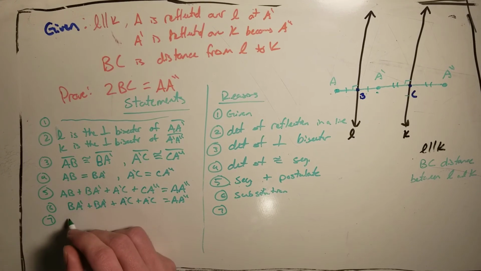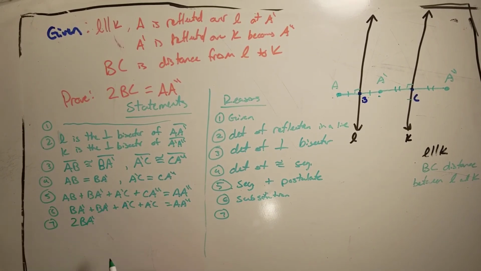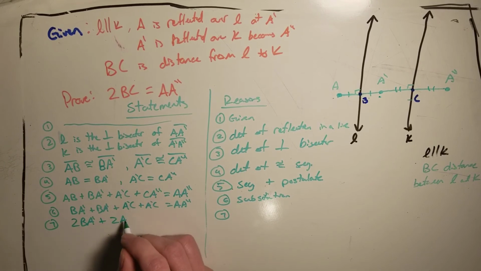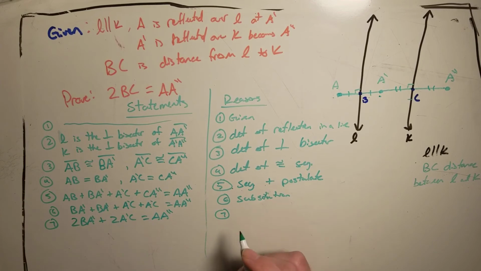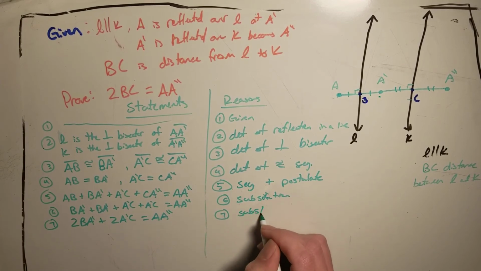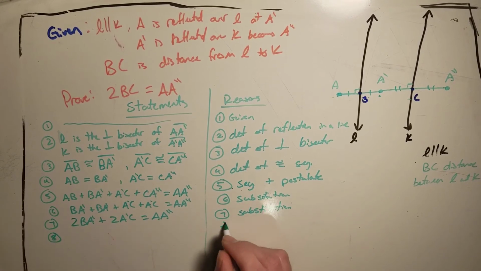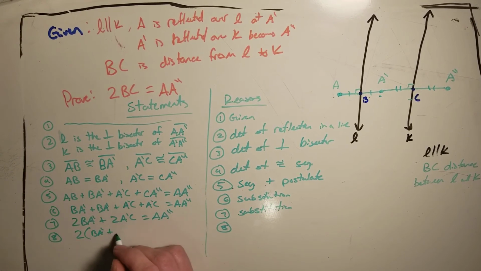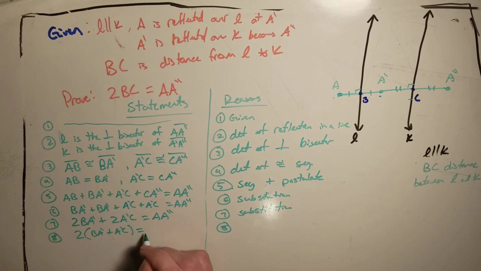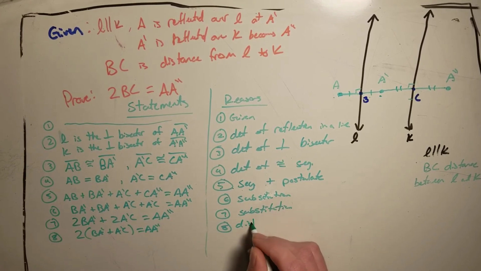So a little more work here. You can combine, and you get 2BA prime plus 2A prime C is equal to A A double prime. That's more substitution. Then on to our 8th step. We can say 2 times BA prime plus A prime C is equal to A A double prime. We've talked about that being the distributive property.